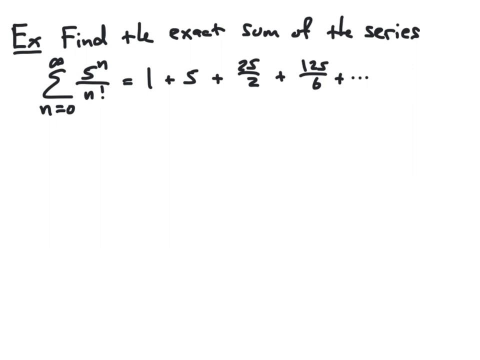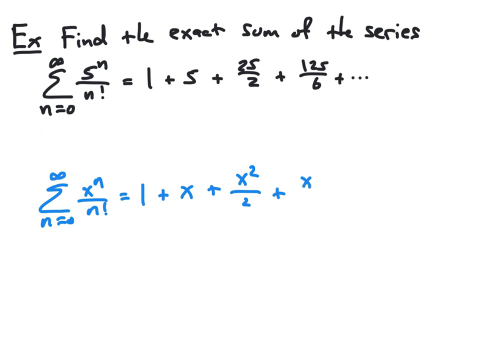What will be helpful to find the exact sum is to compare it with the Maclaurin series for the exponential function that we just derived, namely the sum from n equals 0 to infinity of x to the n over n factorial. We can even write out a few terms for this particular series, which would be 1 plus x plus x squared over 2, or 2 factorial, plus x cubed over 3 factorial, or 6.